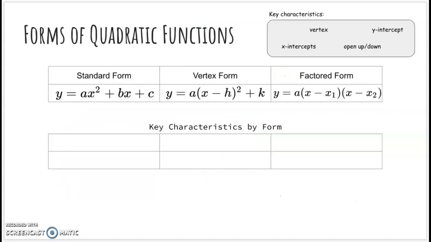All right, so we have 3 different forms that we use with quadratics. We have standard form, which is ax squared plus bx plus c.